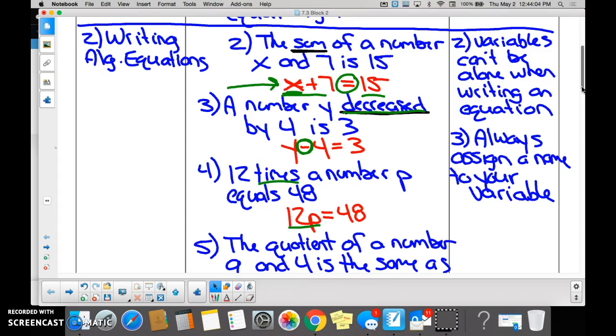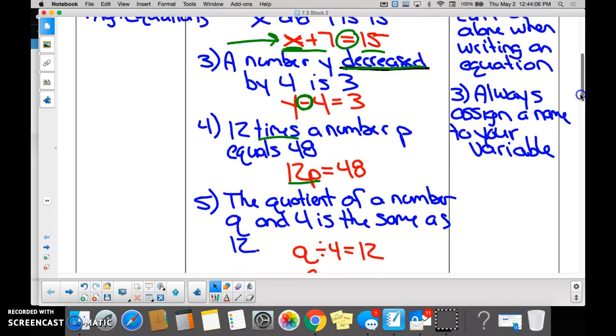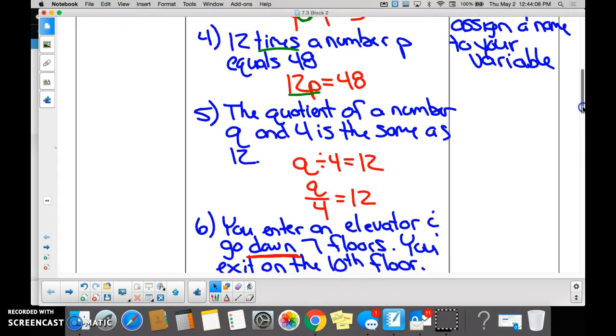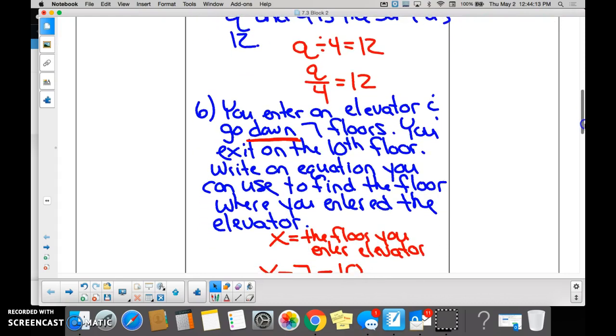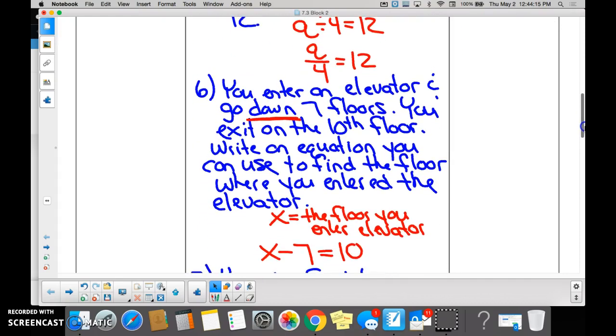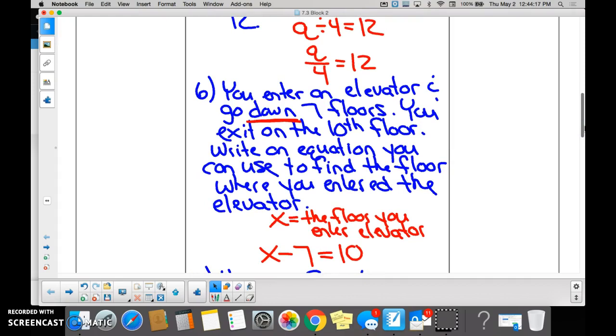Okay, so we did a few of those, and then we moved down to a problem like number 6, where you got onto an elevator. So I'm going to read this to you. This is like where you're going to spend most of your homework and most of your test. Problems like this, the ones that we just talked about, maybe you get 1. You enter an elevator and you go down 7 floors. What does down mean? Probably subtract, although we should finish reading the problem.